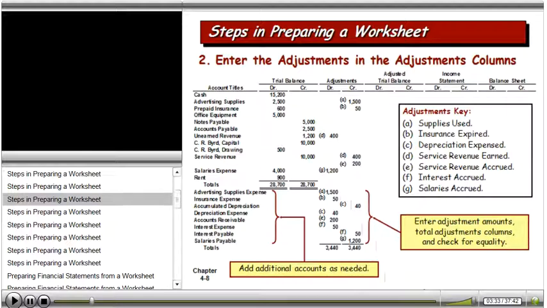And then, as you can see on the left-hand side, we've added additional accounts. We added advertising, supply expense, insurance expense on the worksheet. We probably already have them in the general ledger, but they had 0 balances, so we didn't list them. Now we list them. We record our adjustments in the adjustment column, and we total the adjustment column. And again, debits equal credits, so the total of those 2 columns should equal each other.